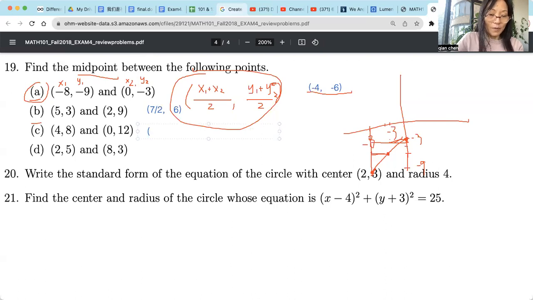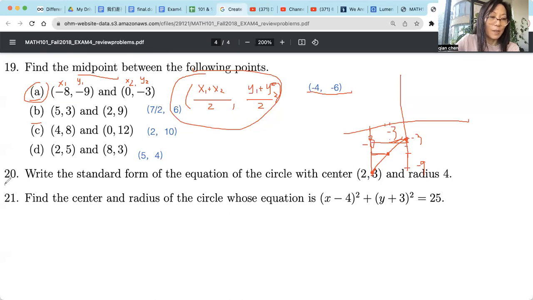For C, let's do the same. 4 plus 0 divided by 2, which is 2. Then 8 plus 12, which is 20, divided by 2, which is 10. And for D, 2 plus 8 is 10. 10 divided by 2, that's 5. Then 5 plus 3, that's 8. 8 divided by 2, that's 4. Right? Very direct.